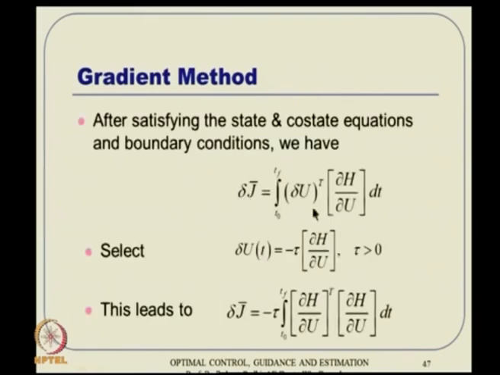So, that is why del J bar turns out to be like this, and hence if you really want to make it negative, a decreasing value and all that, then you take del u as nothing but minus tau times del S by del u. So, this term becomes some sort of a quadratic term like this actually. So, this is guaranteed to decrease actually. So, that is the whole idea of the gradient method, which is also inspired from the steepest descent method in static optimization actually.